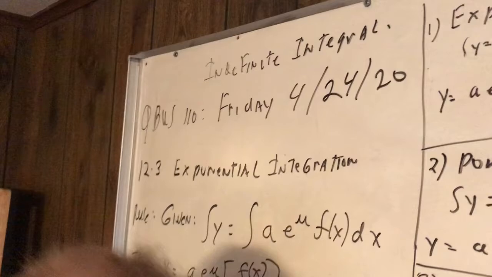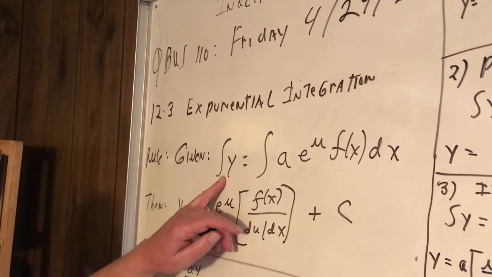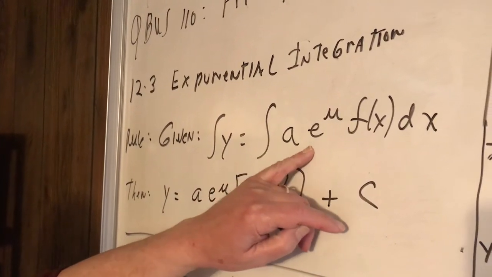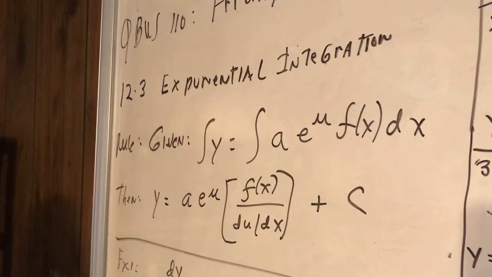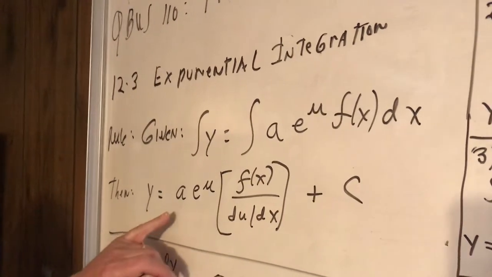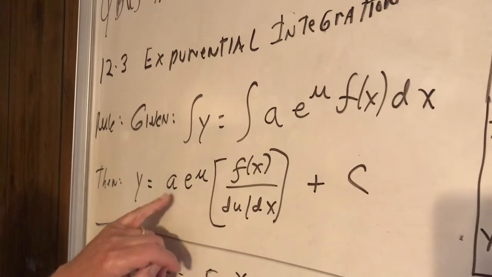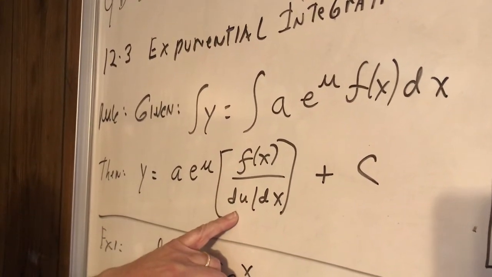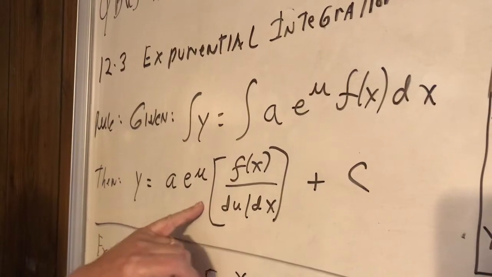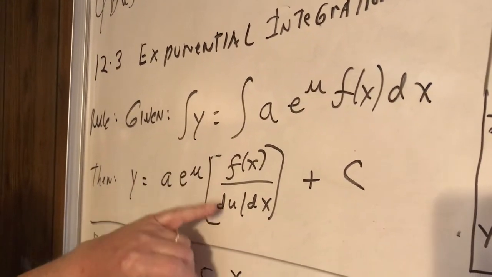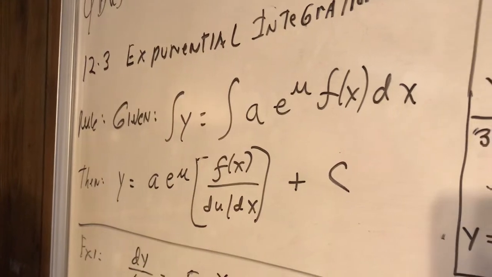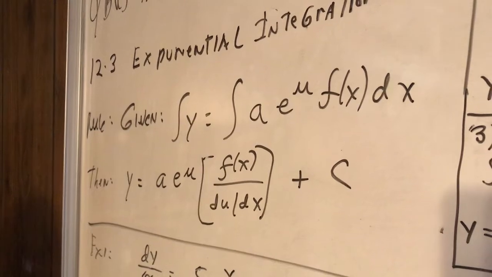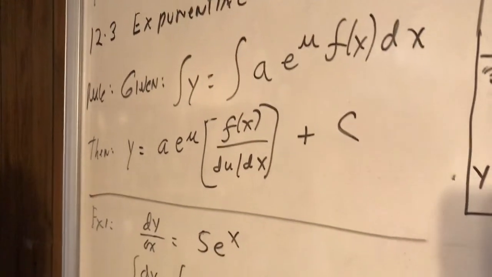Okay, so the rule for exponential integration is if you're trying to find y by integrating, and it's given as the integral of a e to the u f of x dx, all you have to do is define u, define a, define f of x, take the derivative du with respect to x, plug in a e to the u f of x divided by du dx plus c. Now f of x could be a constant or it could be a polynomial function. Let's take this example first.